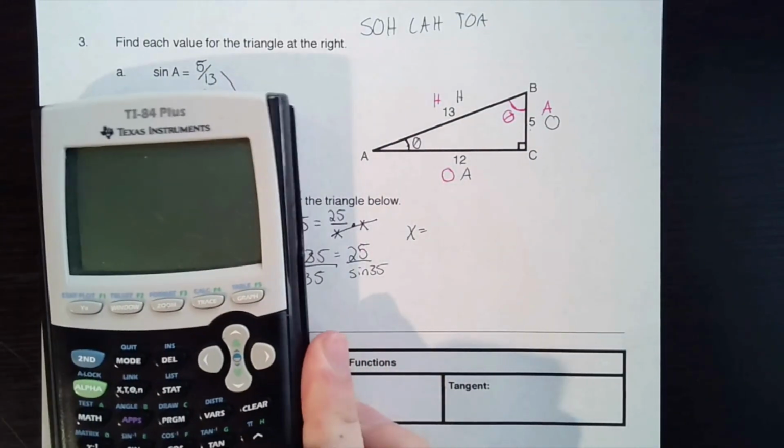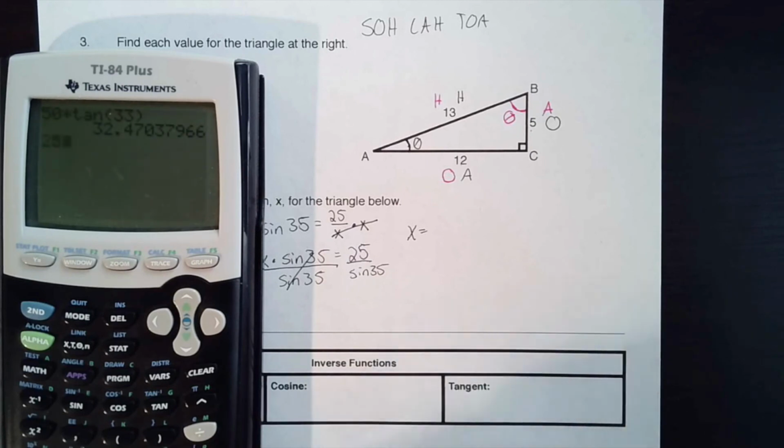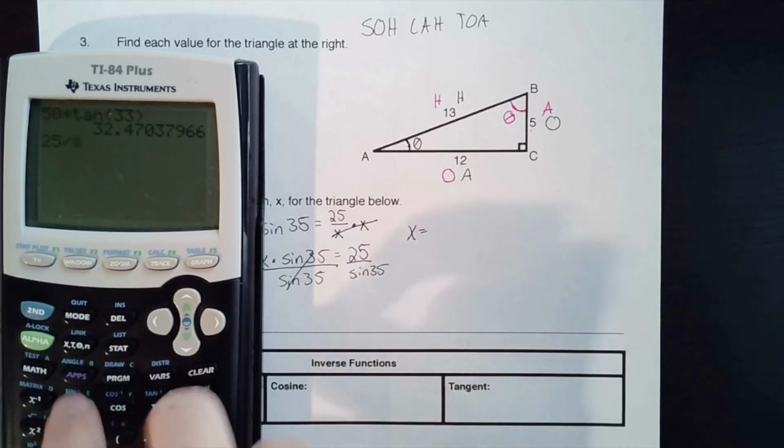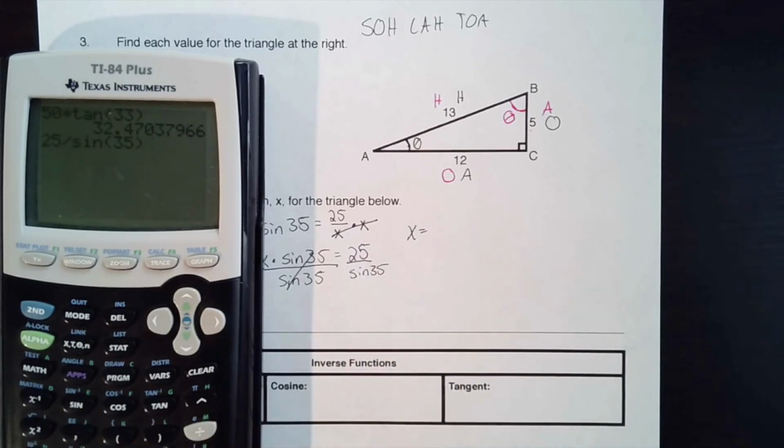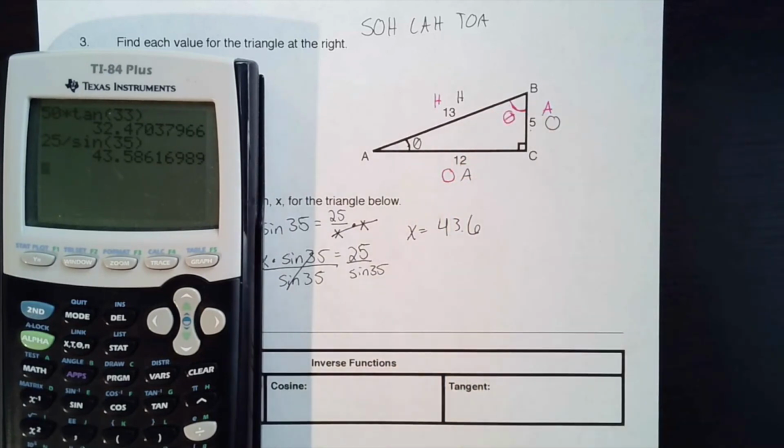So I am trying to type in 25 divided by the sine of 35. So I'm going to do 25 divided by sine 35. Close your parenthesis there and hit enter. And you get 43.586, which, just want to verify here, is my correct answer. And I'm going to go 1 decimal place here. So I'm going to go 43.6 for my answer.